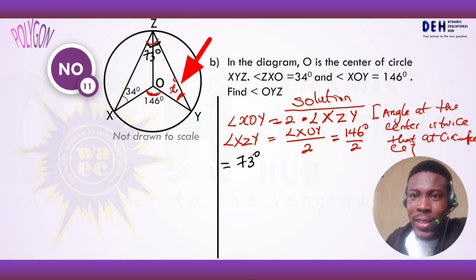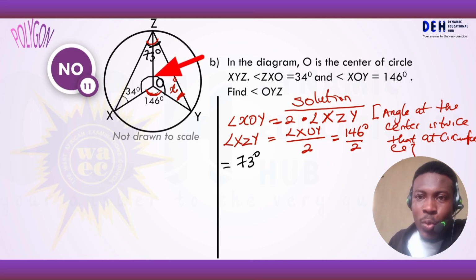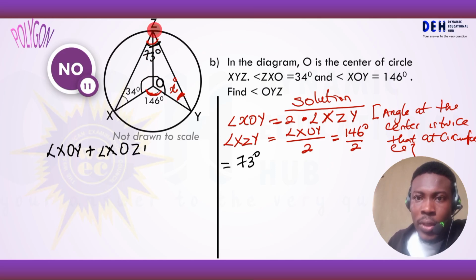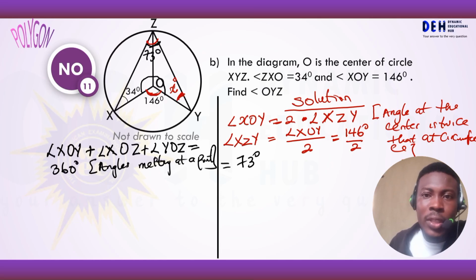Now we want to find this x. Can't we find this angle here? We can find it. So we are going to have angle XOY plus angle XOZ plus angle YOZ equal to 360 degrees. Why? Angles meeting at a point, or the sum of angles at a point, you have it here.